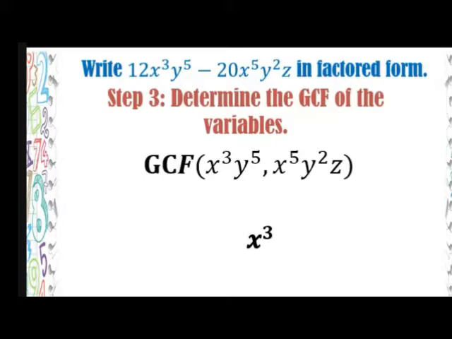And then, we also have another common variable, which is y. Y has the exponents 5 and 2. We'll take the lesser exponent, so we have 2. And then we have z, but there is no z variable on the first term. So we only have x cubed y squared. This is now the GCF of the variables.